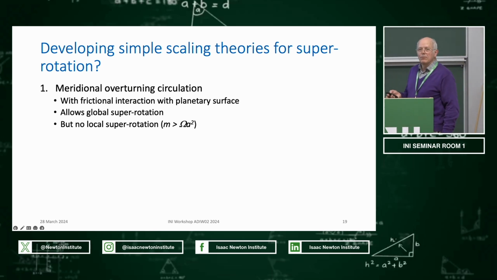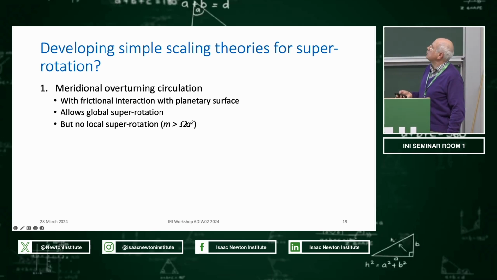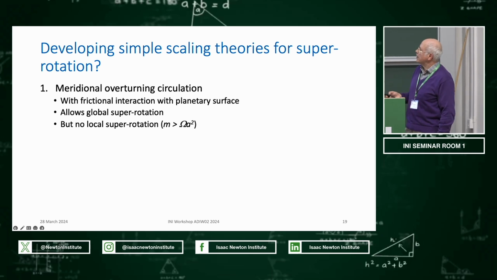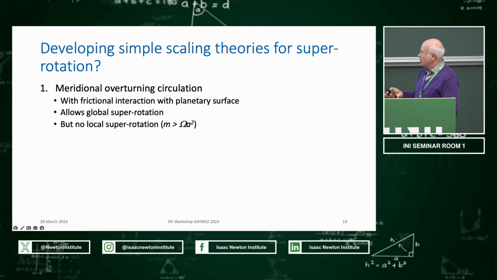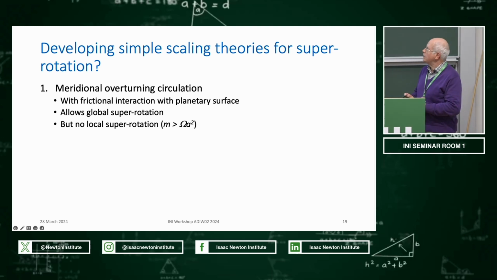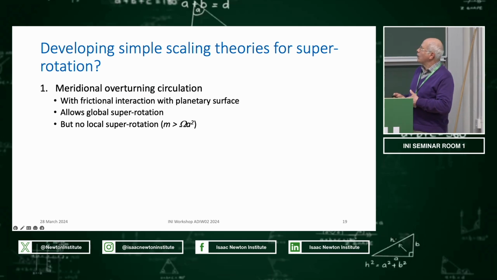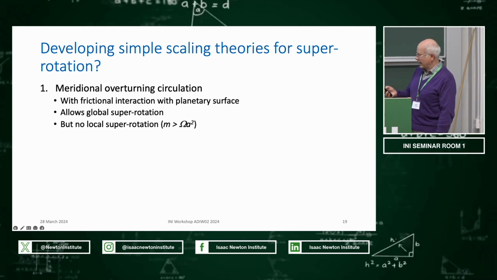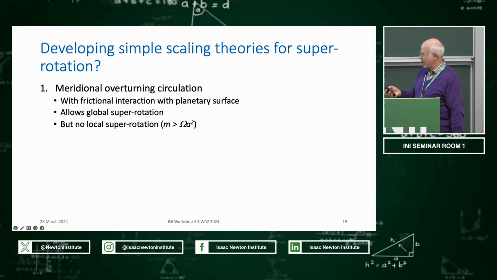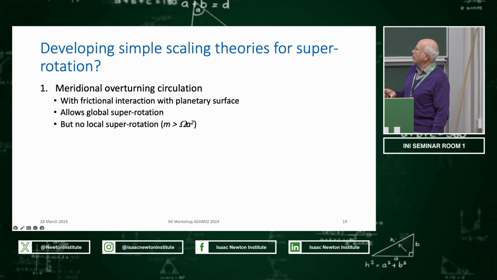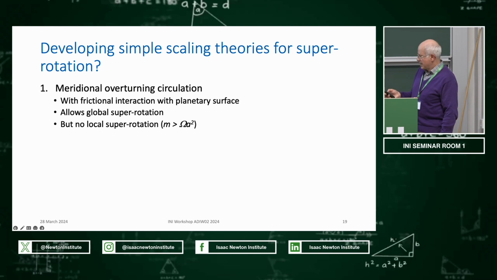So we can move on to try to develop a simple scaling theory for superrotation, and we need several different ingredients in order to build this up. The first thing is that we need to take account of the meridional overturning circulation and the way in which that will transport angular momentum within the atmosphere. So we can assume that friction will actually act on the planetary surface.